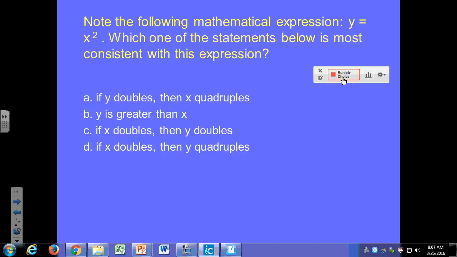Okay, let's imagine this expression. I love questions like this, where I give you an expression and I ask, if you change this variable, what happens to the other variables? So I have y equals x squared. Which of these statements is always true, or most consistent?